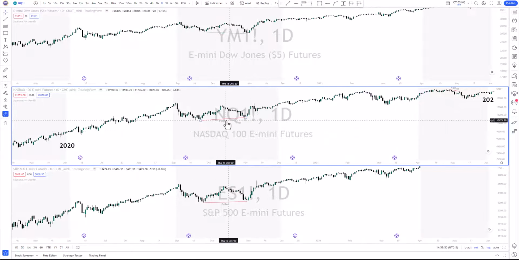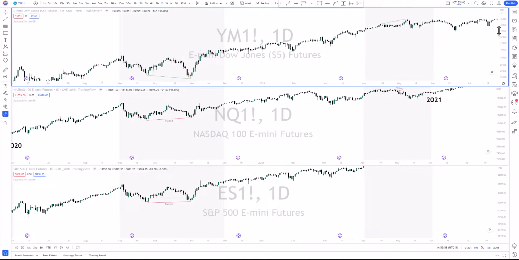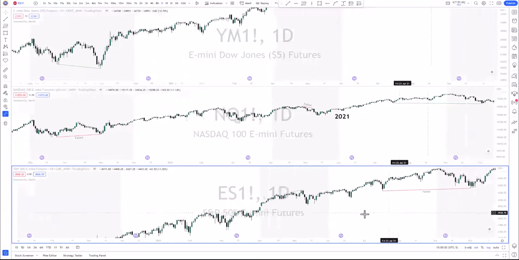Into the fall of 2020, we failed to make a lower low in the NASDAQ and the S&P, and we made the lower low in the Dow, and we just kind of continued up. We continued up higher, so that's a nice SMT move there.